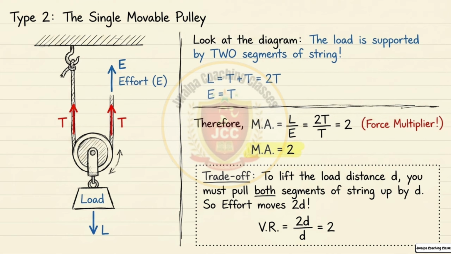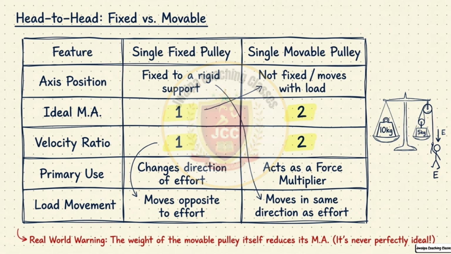To lift the load at distance d, you've got to pull both segments of string up by d. That means the effort actually has to move 2d. That makes the velocity ratio equal to 2. So basically what we have learned here is that a movable pulley acts as a force multiplier, but the trade-off is you have to pull double the distance. Let's put them head to head.